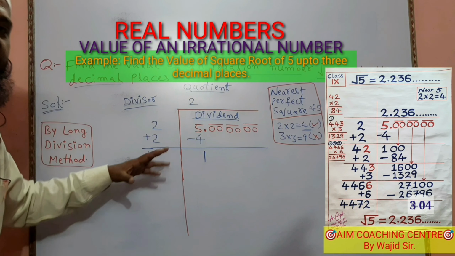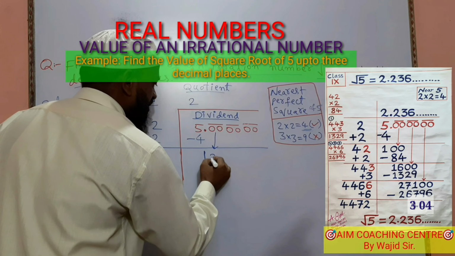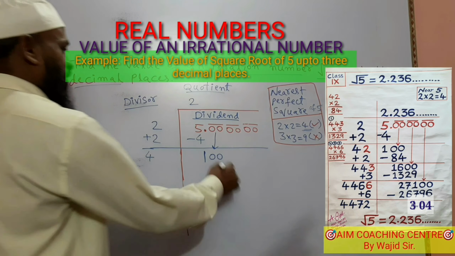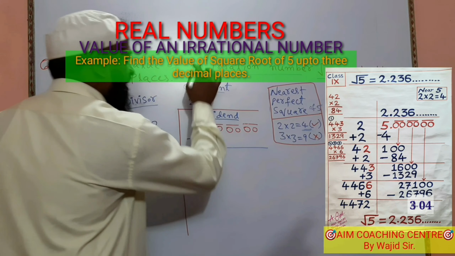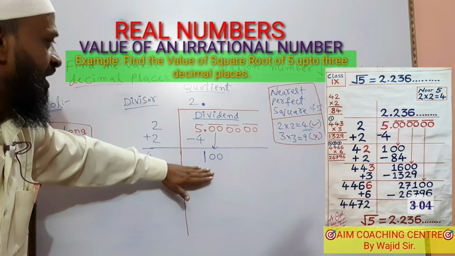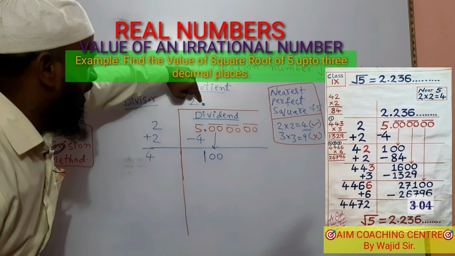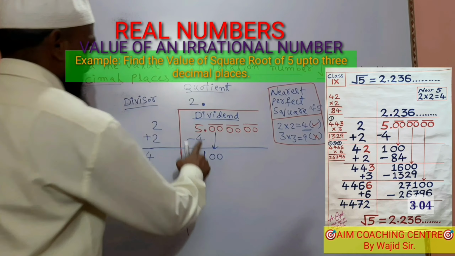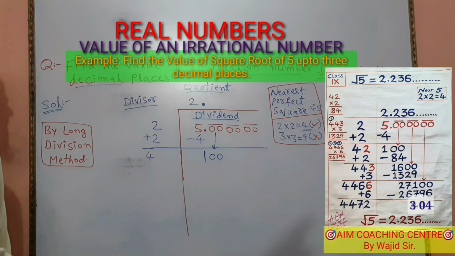1 is small, 4 is big. We have to bring down 2 zeros, a pair of zeros, in the dividend. For bringing them down, we have to put the decimal point in the quotient. Now in the dividend we have 100. Let's go to the next step.